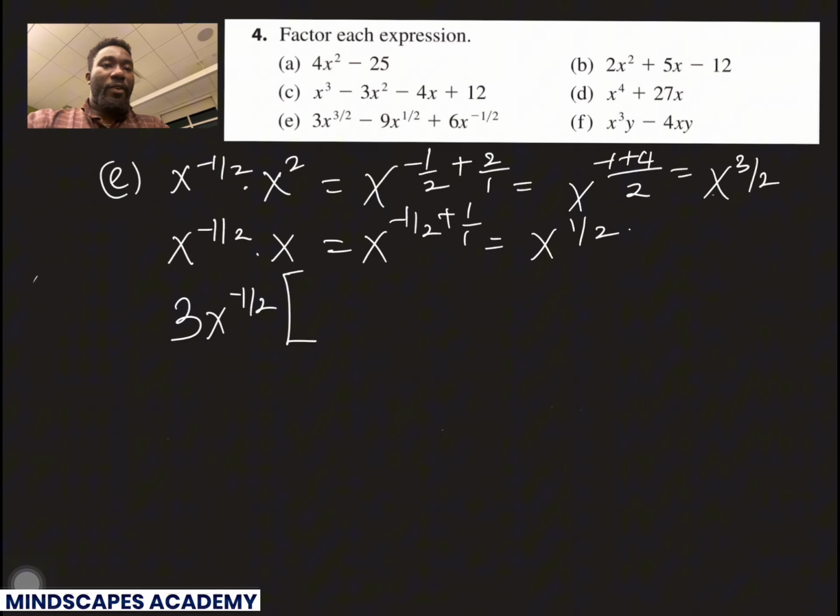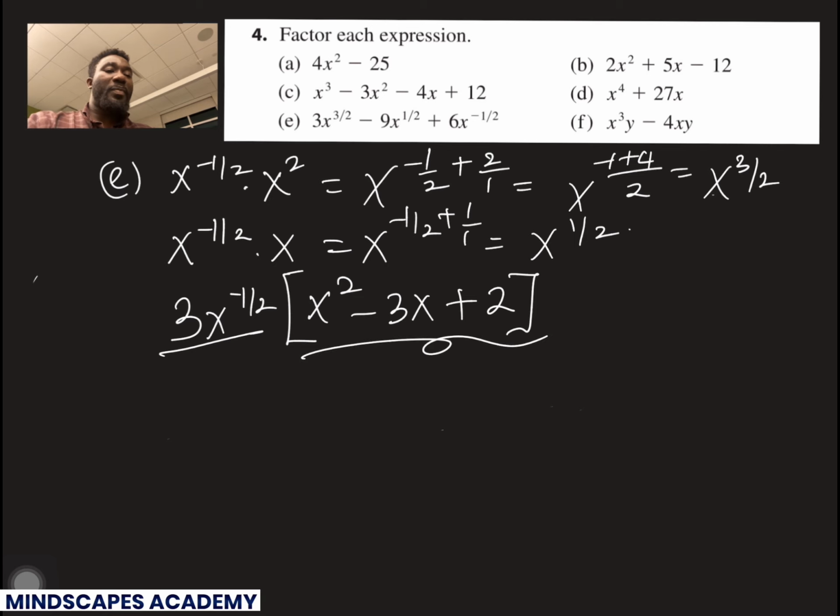So for the first term, we are left with what? x squared. For the second term, we are left with what? 3x. And for the last term, we are left with what? 2. So we have this. So this, we are good. Now let's see if we can break this down.